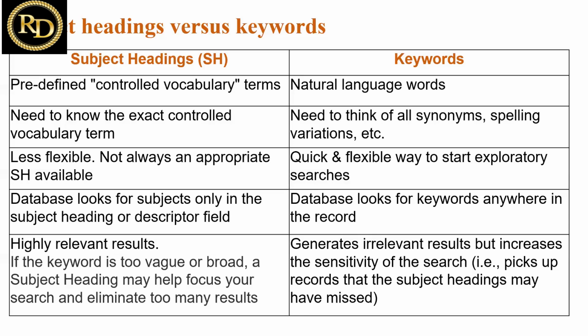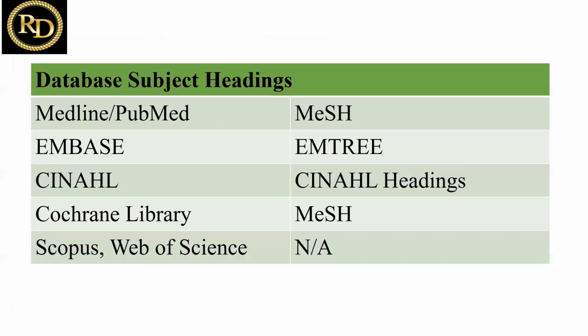These are the different names used in different databases. In PubMed, we have MeSH. In Embase, we have Emtree, which is the medical subject headings of the Embase database. In CINAHL, we have CINAHL headings. And for the Cochrane Library also, we have MeSH. For Scopus, Web of Science, and a few other databases, we don't have any medical subject headings, so in those databases we can use only keywords. We can't use the MeSH terms from PubMed in Web of Science or Scopus.